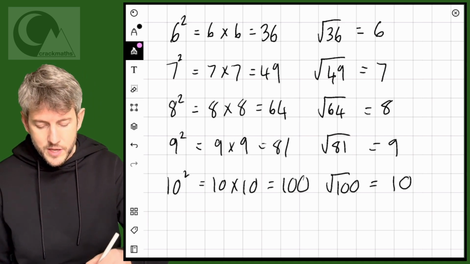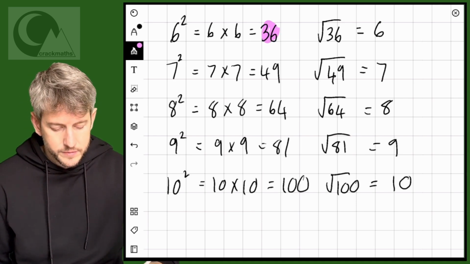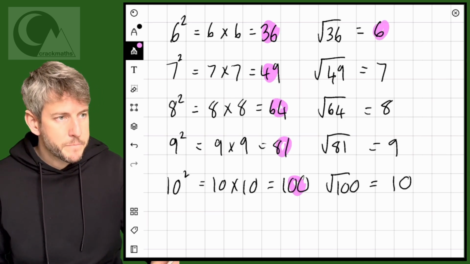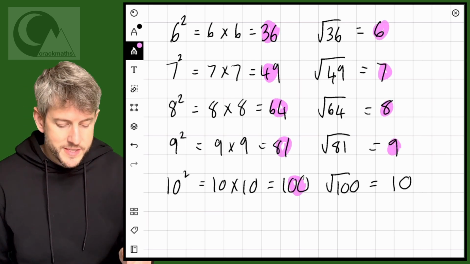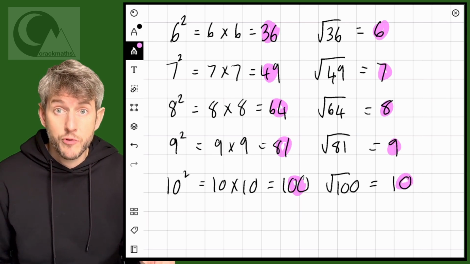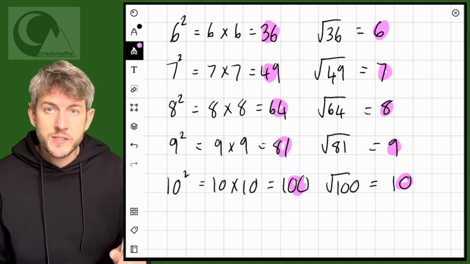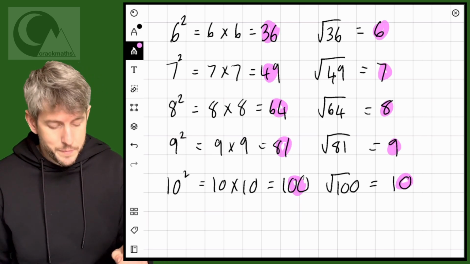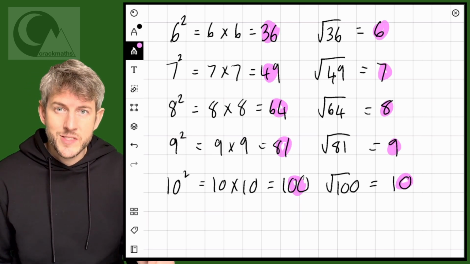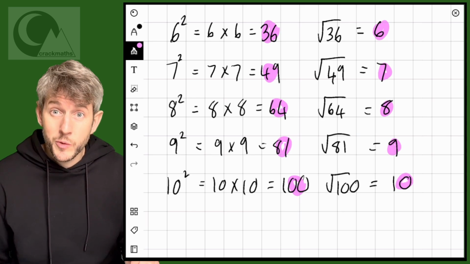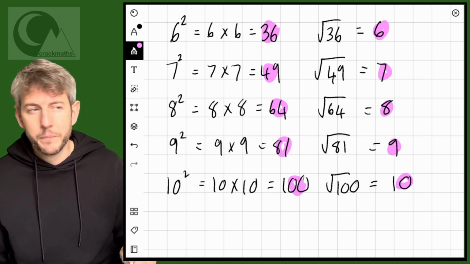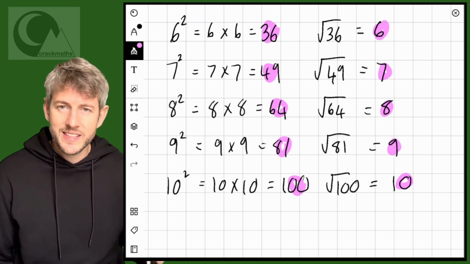These are our square numbers, and these are their roots. 36 is a square number, 6 is its root. 49 is a square number, 7 is its square root. 64 is a square number, 8 is its square root. 81 is a square number, 9 is its square root. 100 is a square number, and 10 is its square root.